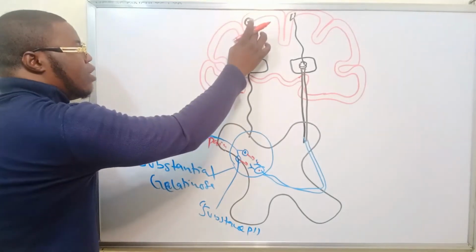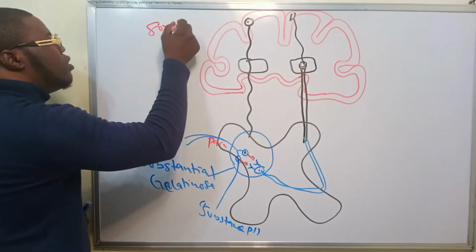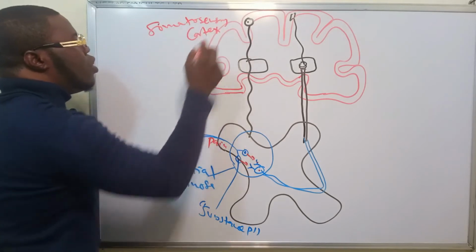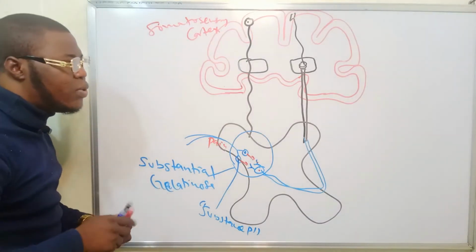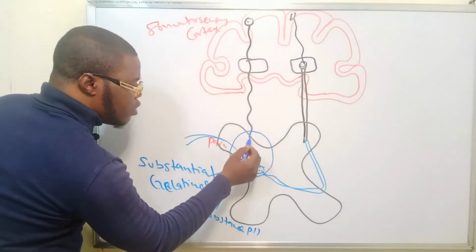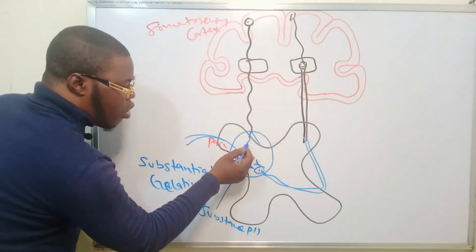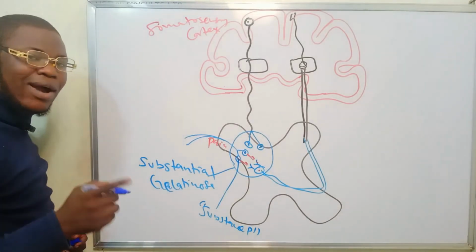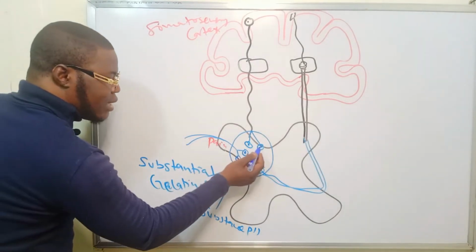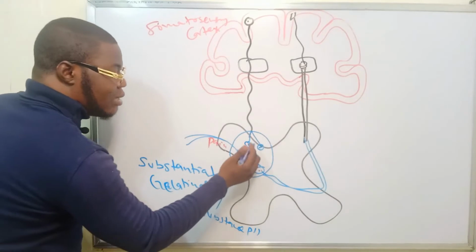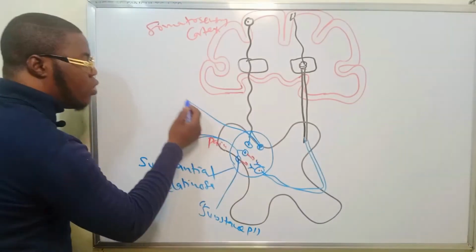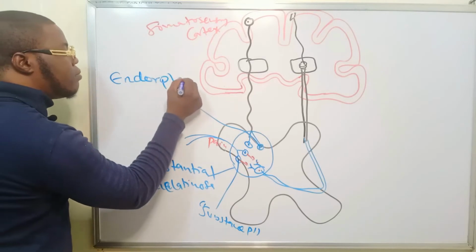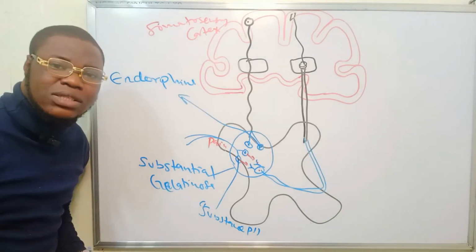Now, this fiber coming from the somatosensory cortex, what is this going to do? This is what it is going to do. It is going to come down here and cause the production of some chemicals. And what is that chemical? The chemical that it is going to cause the production of here is called endorphin. Endo what? Endorphin. And now what is the meaning of that?